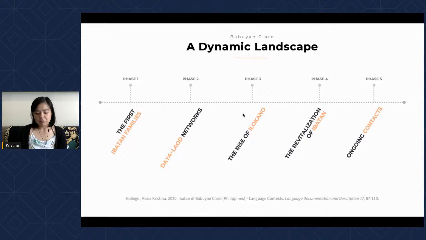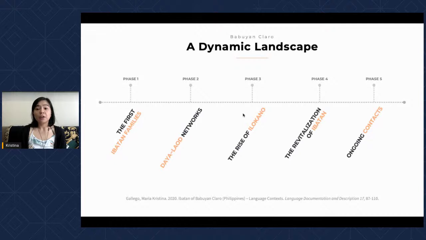And also, there was a production of literacy materials in Ibatan, and this boosted reading proficiency in the language. And the most pivotal would be the awarding of the Certificate of Ancestral Domain Title to the Ibatans. And all these social and political changes led to the more vigorous use of the Ibatan language.